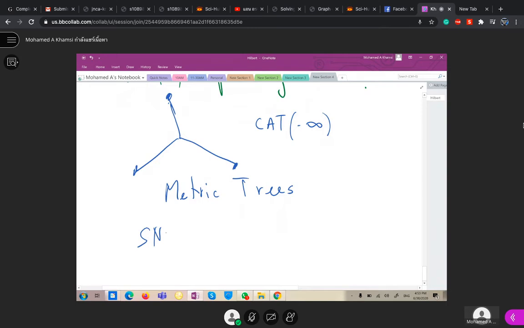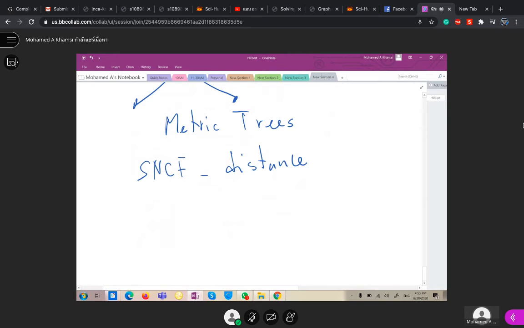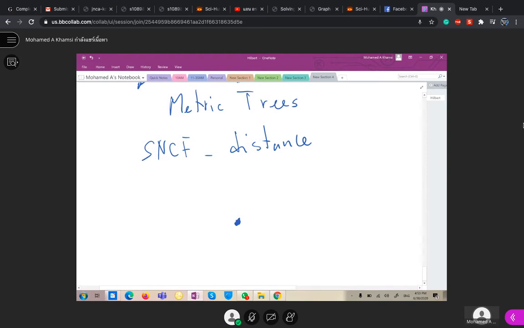SNCF distance. If you are wondering what this SNCF is, this is the French railroad, Société Nationale de Chemin de Fer, which means, basically, let me just give you a simple example. The root is Paris. Okay? And you take any city, north, south, east and west. Okay?